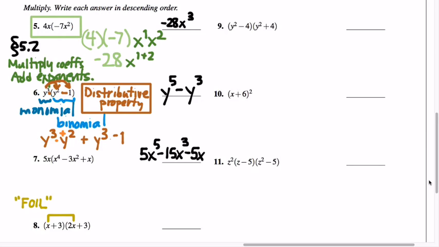What does FOIL stand for? Anyone have that off the top of their head? Yeah, Sierra. First, outer, inner, and last. The first, okay, and so that's the x times the 2x. The outer, what am I multiplying if I'm multiplying the outers?